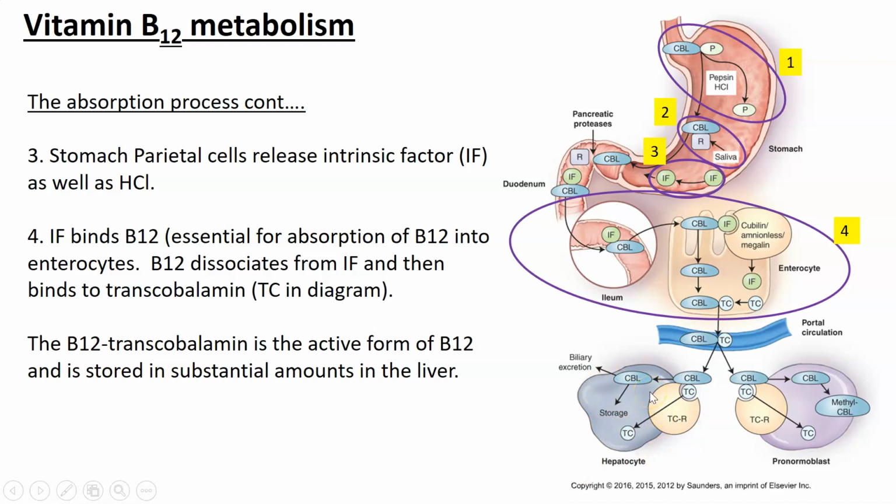Of course, that storage gets used up, and if you're not consuming enough vitamin B12, then it can become empty.